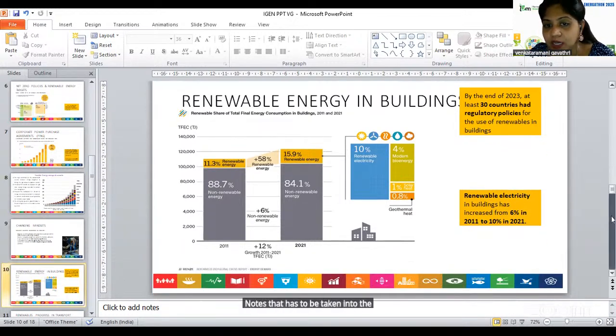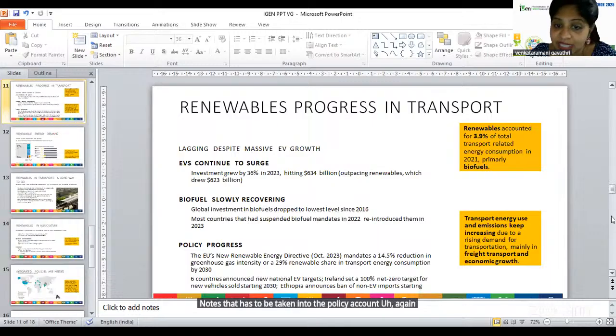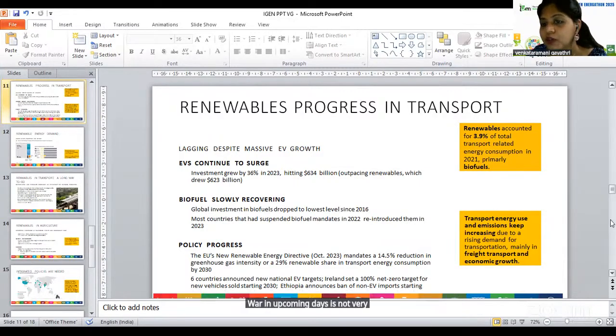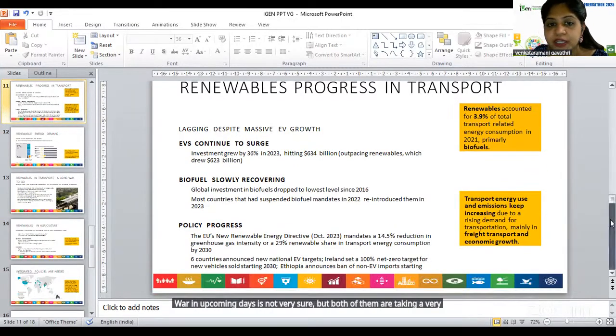Again, the EV growth, as I already told, has been nearly 36% in 2023, and it is hitting this much in billions, and biofueling, all these other processes have come into the picture for transportation. Even you have hydrogen-based vehicles. There is a competition between hydrogen-based vehicles and e-vehicles. Which is going to win the war in the upcoming days is not very sure. But both of them are taking a very good lead in the coming days.